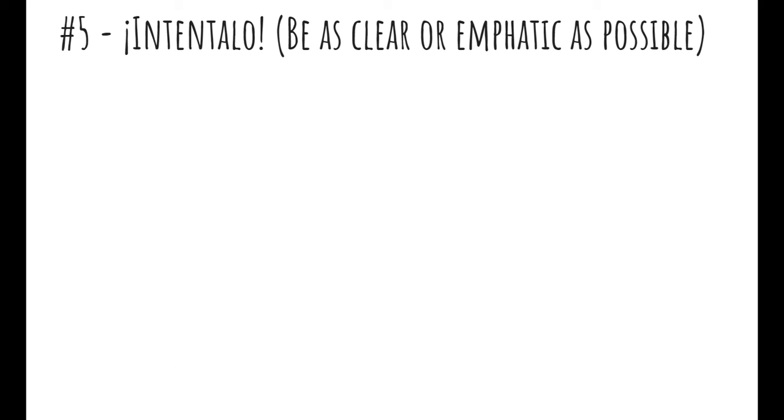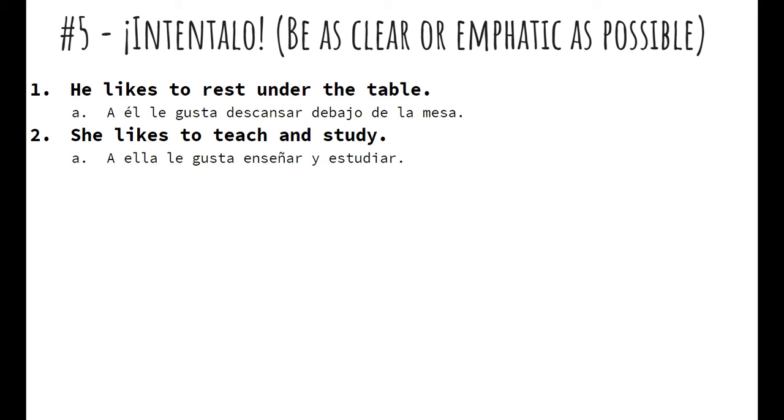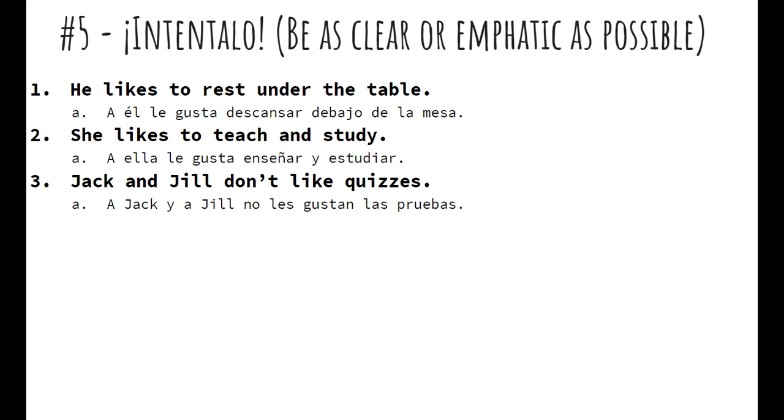All right, so we're going to try a few more, being as clear and as emphatic as possible. So he likes to rest under the table. You should have a él le gusta descansar debajo de la mesa. She likes to teach and study. You should have a ella le gusta enseñar y estudiar. Jack and Jill don't like quizzes. You should have a Jack y a Jill no les gustan las pruebas.